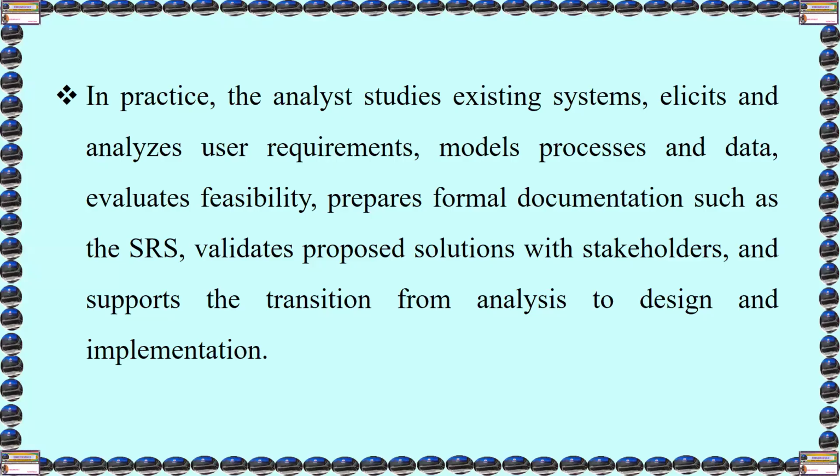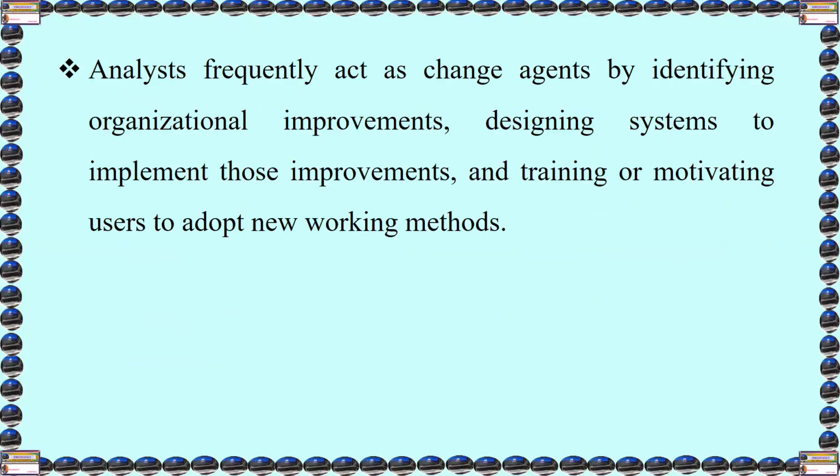In other words, these are the roles. What are the roles? What are the functions of a system analyst? The roles or functions of a systems analyst include: number 1, studying the existing system. Number 2, eliciting and analyzing user requirements. Number 3, modeling processes and data. Number 4, evaluating feasibility. Number 5, preparing formal documentation. Number 6, validating proposed solutions with stakeholders. Number 7, supporting the transition from analysis to design and to implementation.